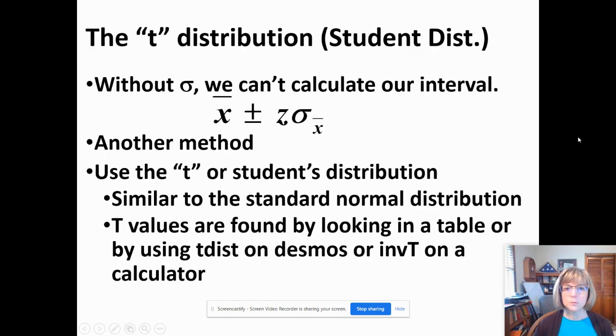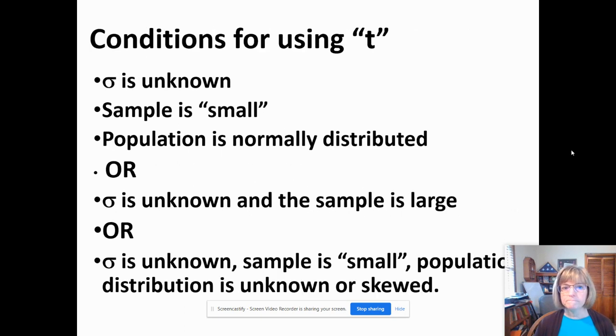We can't use z-scores. We also can't calculate this standard deviation of X bar because we don't know our population standard deviation. But we can use what's called the t-distribution, sometimes called the student's distribution. It's very similar to our z-scores, but we'll be finding t-scores instead.